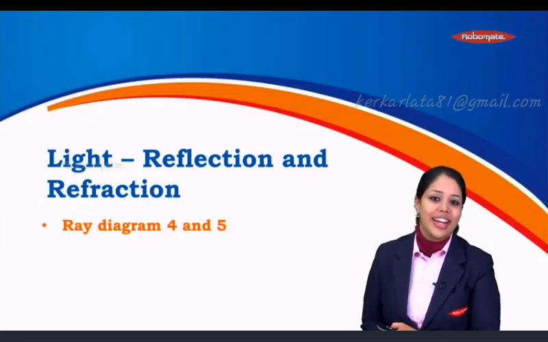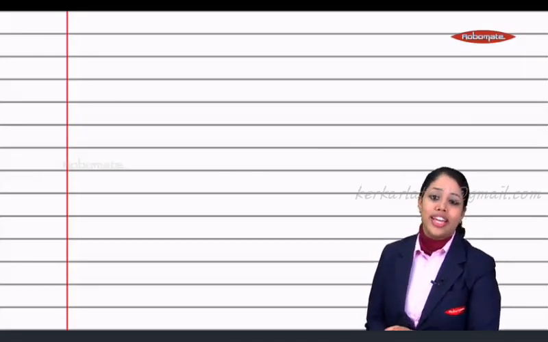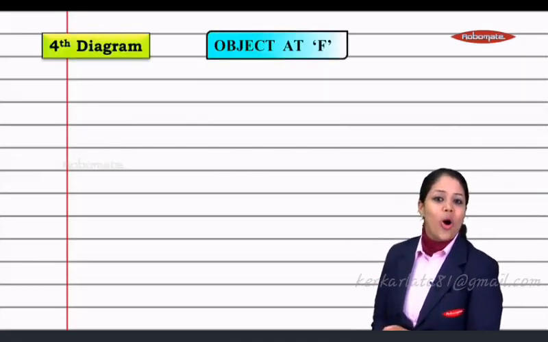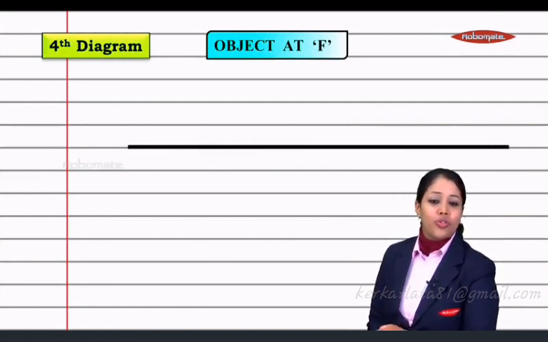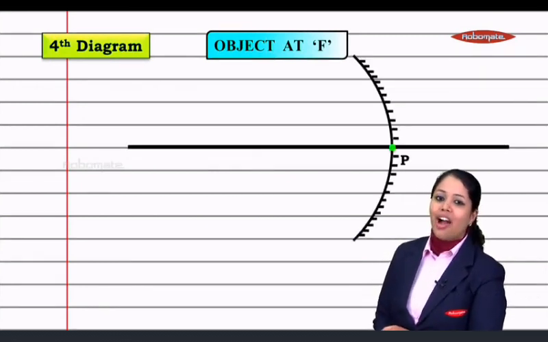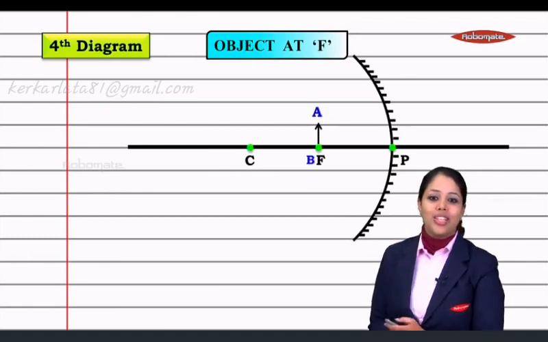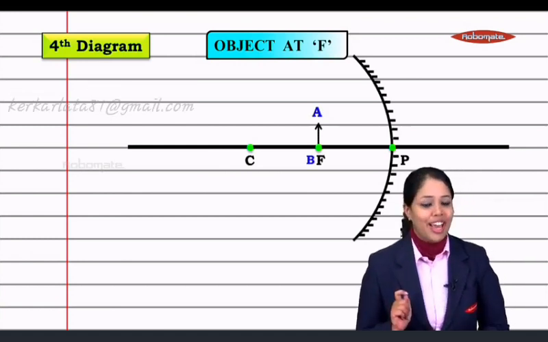We have seen the first three ray diagrams. Let's move further with the next, the 4th ray diagram. It says object at F. So first you make the base diagram. After making the base diagram, you place the object, and you place the object at F.